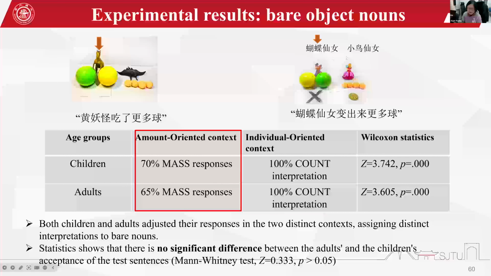So it means in this magic competition context, the same children and the same adults reject the sentence 100% of the time and assign the count interpretation to the same noun, 更多球. Right. So you can see both children and adults adjust their responses in the two distinct contexts, assigning different interpretations to the bare nouns. And the statistics show there's no significant difference between adults' and children's acceptance of the tested sentence. That means the children have a similar percentage of mass interpretation as the adults.